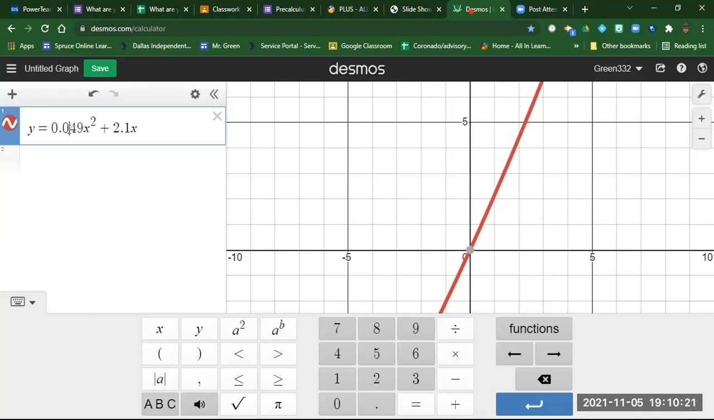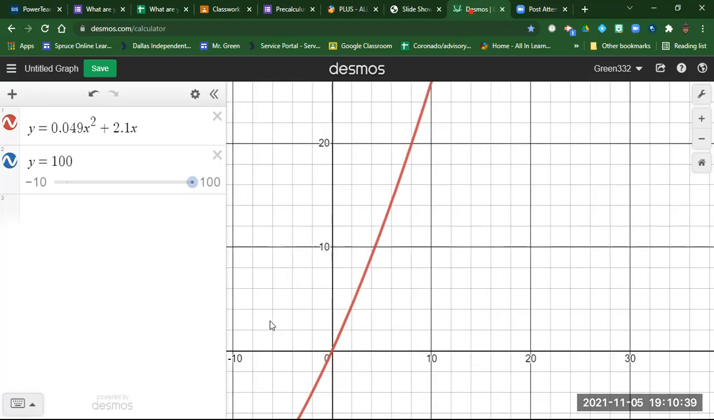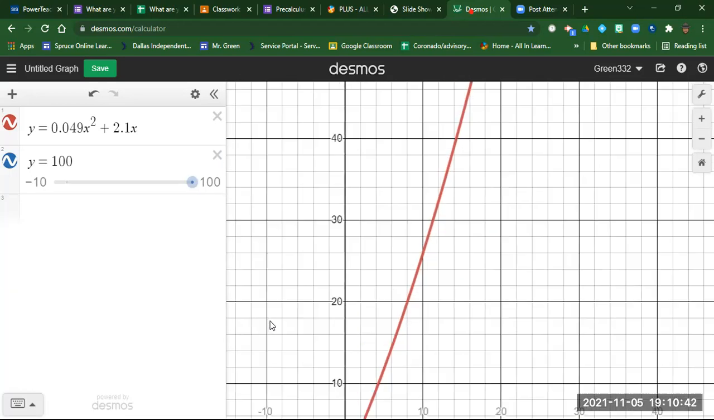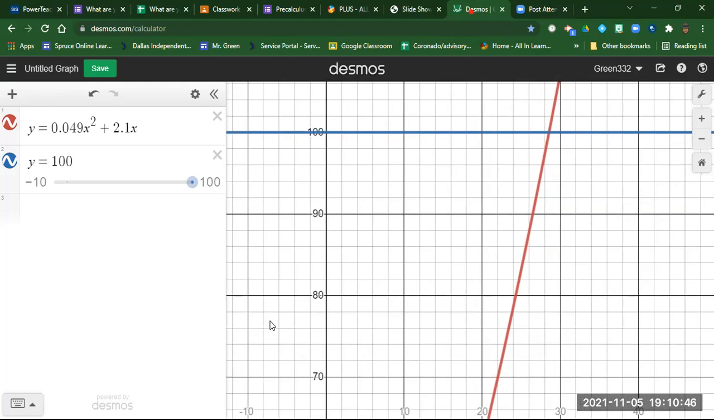So that's the speed. That's the equation. And we need 100 feet. So y equals 100 feet. Now you do know that f of x and y are the same thing, so I can use those interchangeably. So there it is. Let's find out where they intersect. I could just pull this up until I get to 100, and just get that intersection.